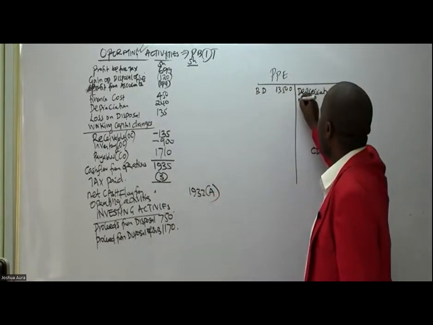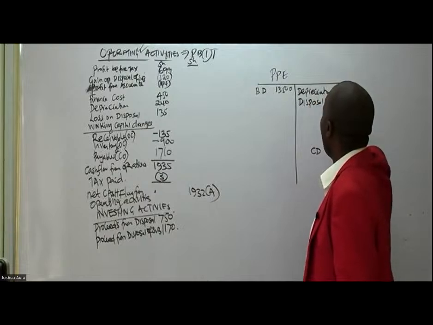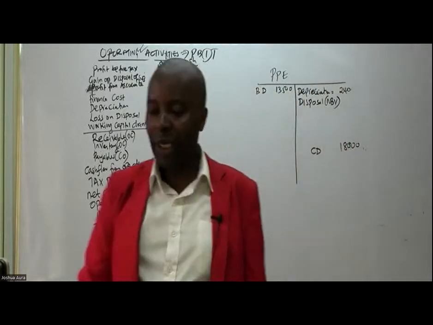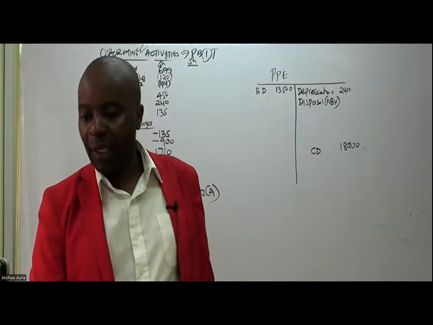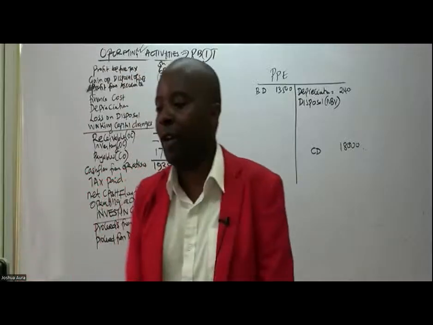Now, other things, ladies and gentlemen, we have disposals. So come and give us PPE disposed at net book value, or carrying amount, of the property, plant, and equipment that was disposed. Yes, this I should be able to get. They have told us here, note number 2, an item of property with a carrying value of 885 was disposed. I'm interested in this carrying value, or net book value. So 885 is what I bring here.